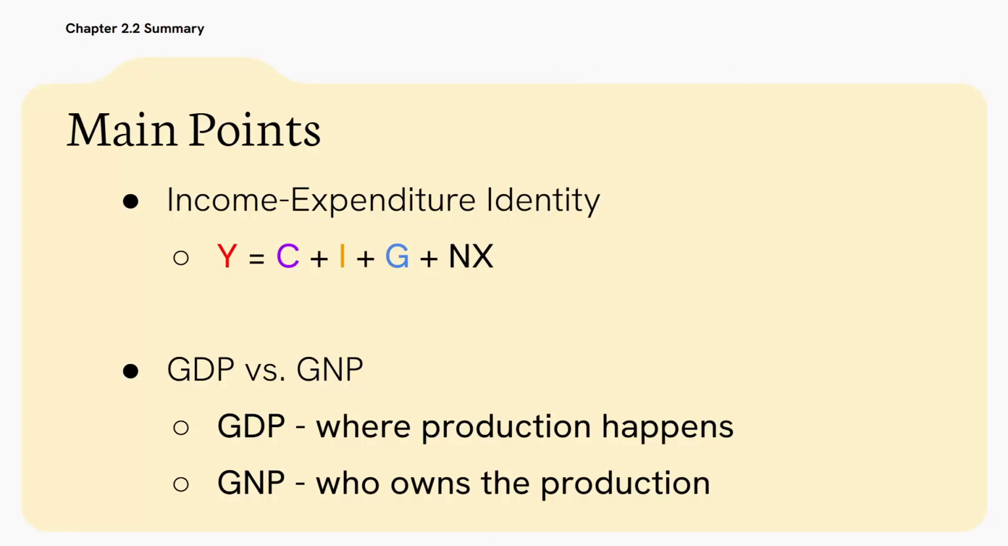So to wrap up this chapter, the main points that you should memorize is the income expenditure identity, of course: output equals consumption plus investment plus government spending plus net exports. And right now, if you're learning this for the first time, that might seem a little hard to understand. You might be thinking you're not going to remember all of those different variables, but we use this formula so much in the rest of the course that you will memorize it. Like, it's impossible not to. And then the second thing is the difference between GDP and GNP, with GDP being where production happens and GNP being who owns the production.